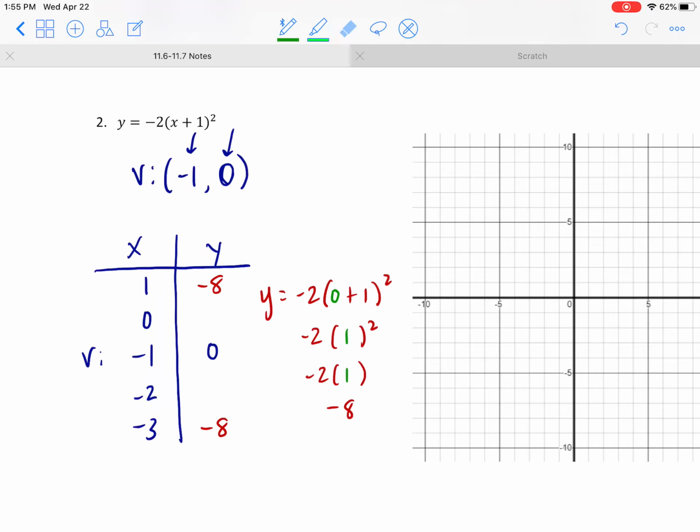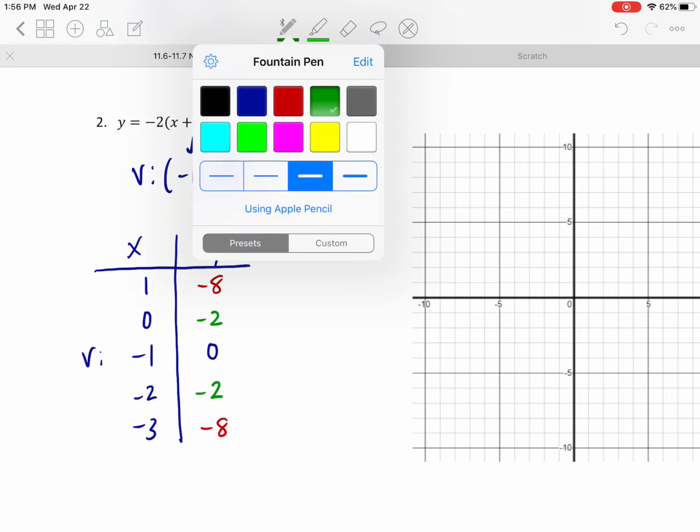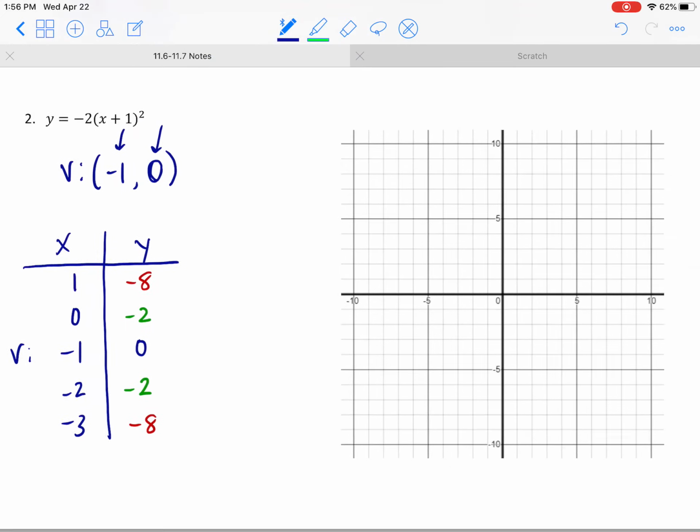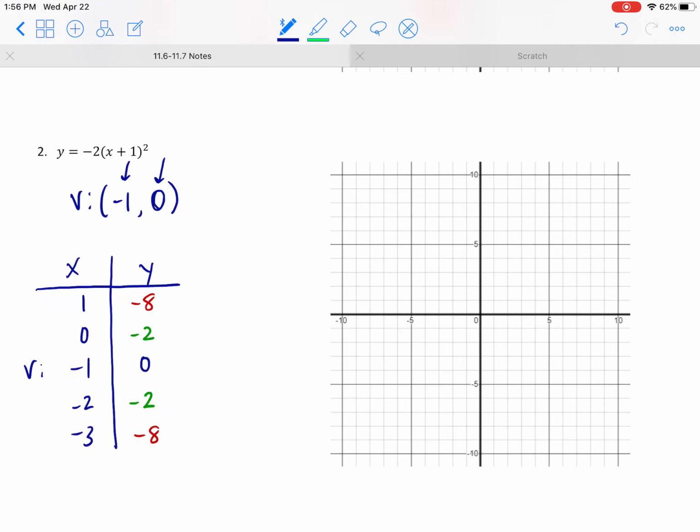Now I'm going to plug in 0. Put a 0 here and see what happens. 0 plus 1 is 1, 1 squared is 1, and 1 times -2 is going to be -2. So if I get a -2 here, I'm going to get a -2 here as well. And now we should have enough points to make ourselves a nice parabola.